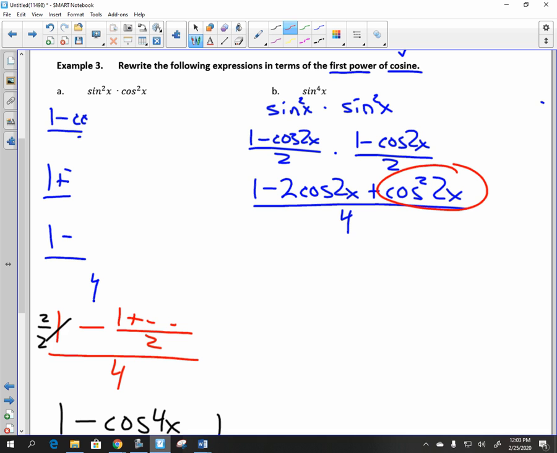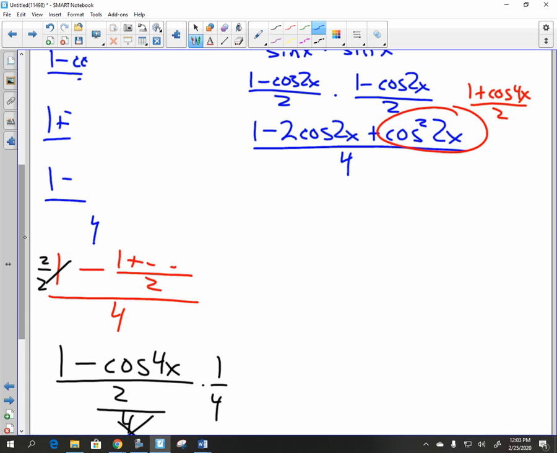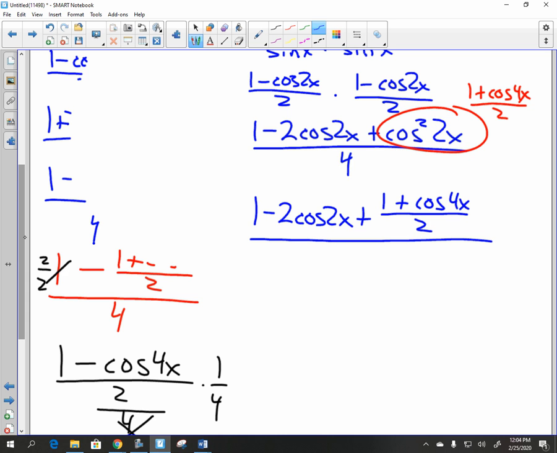What do I put in its place? 1 plus cosine of 4x over 2. So we've got 1 minus 2 cosine of 2x plus that thing, 1 plus cosine of 4x over 2, all over 4. Awesome. I did my work.